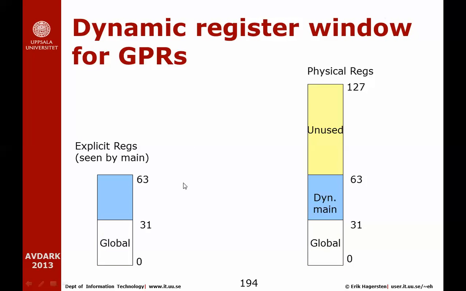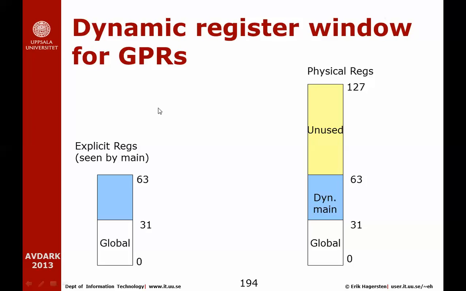So when you start to execute a program, let's say that you're executing out in main here, you divide these 64 registers into 32 global registers and 32 dynamic registers. The global registers, for all incarnations, as you will see, always map to the lower 32 of the physical registers available in the machine. And for the first caller, seen by main here, the next 32 physical registers are the 32 dynamic registers.